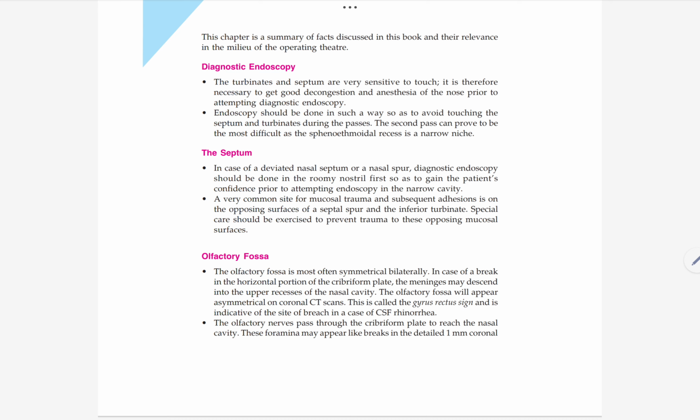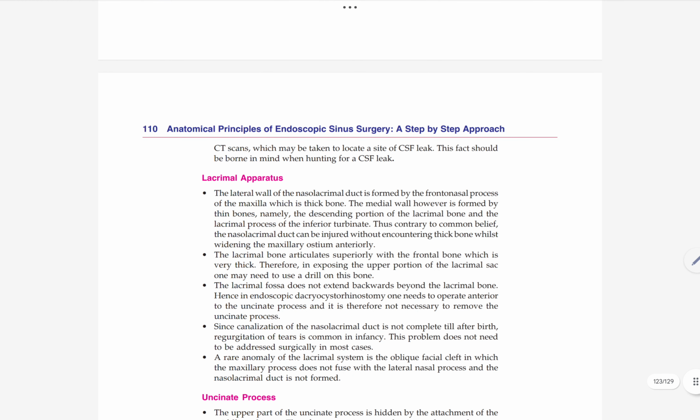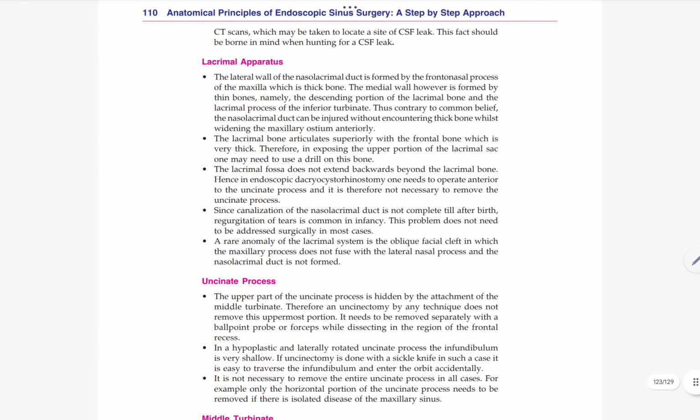The olfactory nerves pass through the cribriform plate to reach the nasal cavity. These foramina may appear like breaks in the detailed 1 mm coronal CT scans which may be taken to locate a site of CSF leak. This fact should be borne in mind when hunting for a CSF leak.